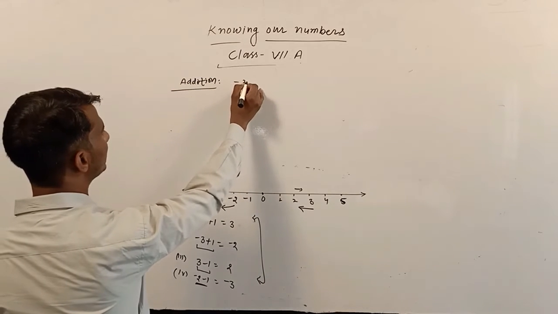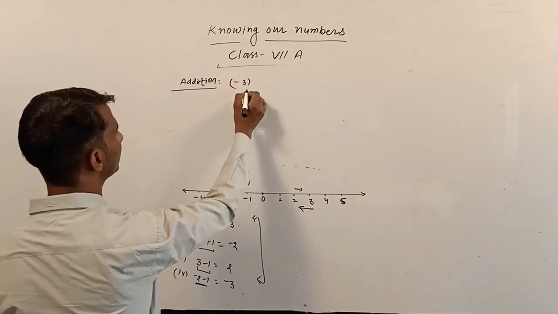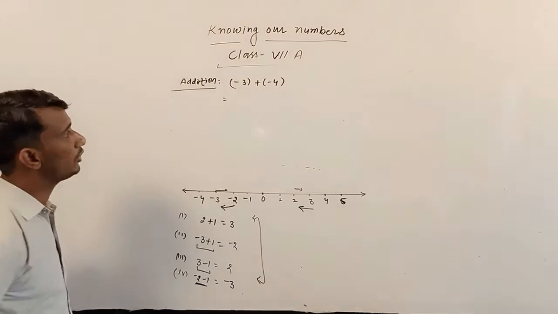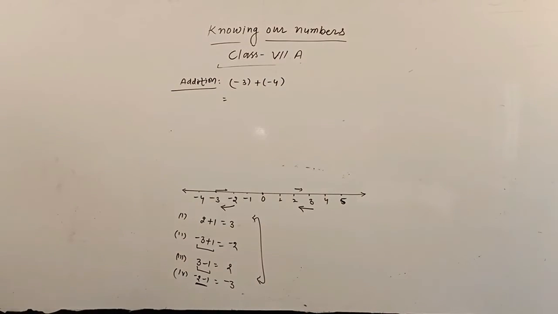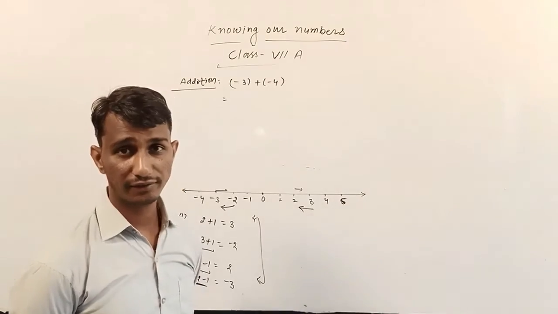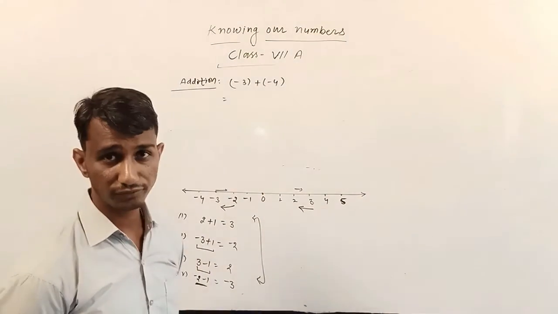If we add -3 and -4, how to add -3 and -4? Both numbers have a negative sign and the operation is positive. We are adding.